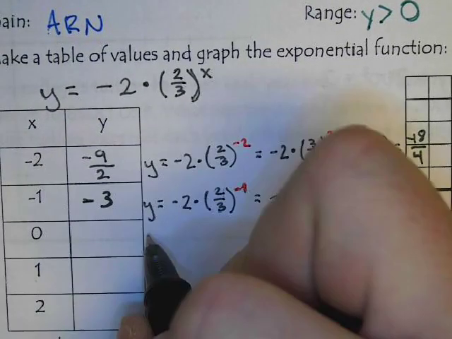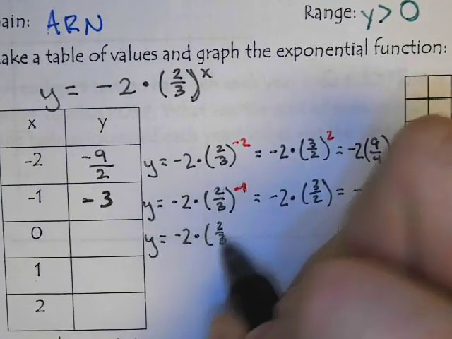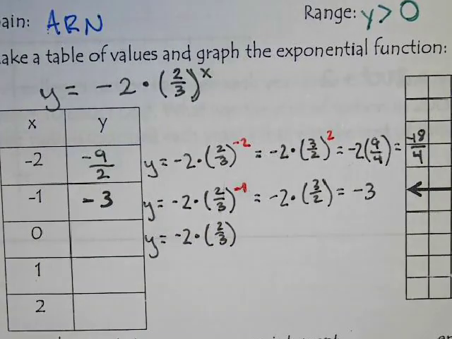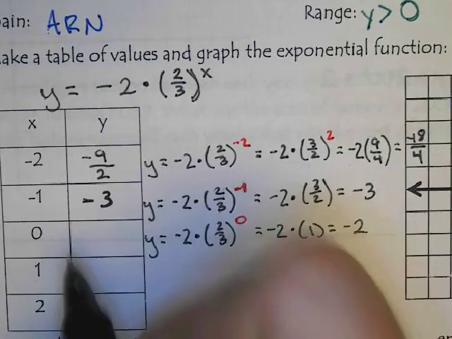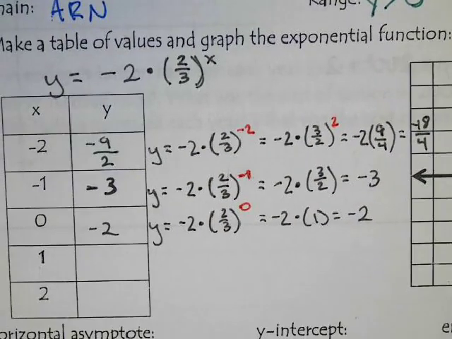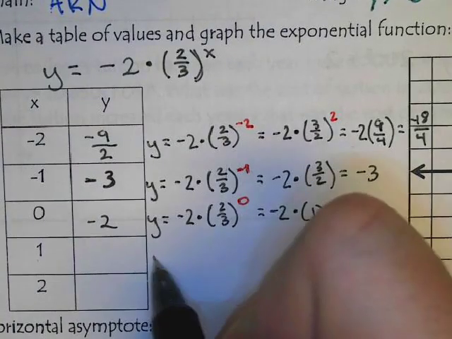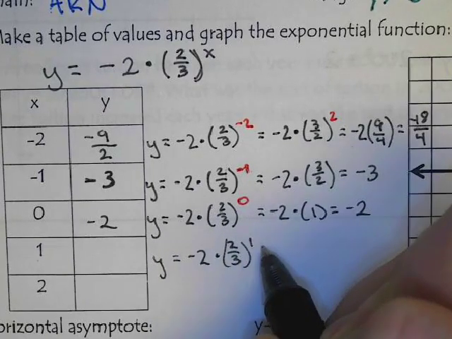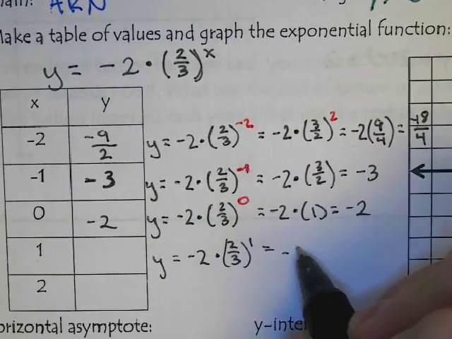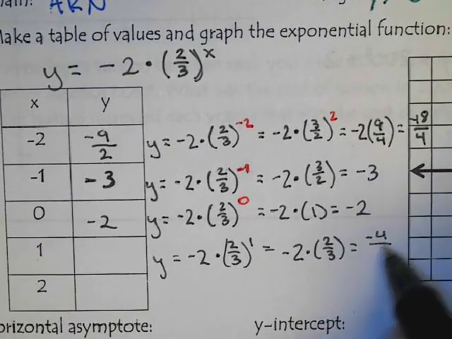Now we'll plug in the 0. Y is equal to negative 2 times 2 thirds to the 0. 2 thirds to the 0 is 1, so we get negative 2 times 1 is equal to negative 2. Plugging in 1, we get y is equal to negative 2 times 2 thirds to the 1 power. 2 thirds to the 1 power is 2 thirds, so negative 2 times 2 thirds is equal to negative 4 over 3.